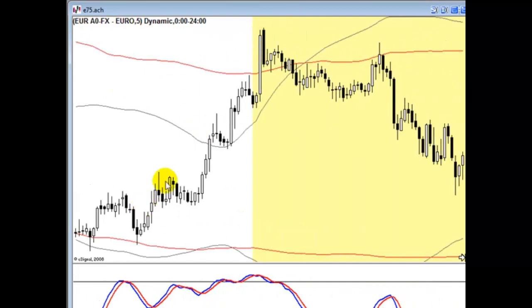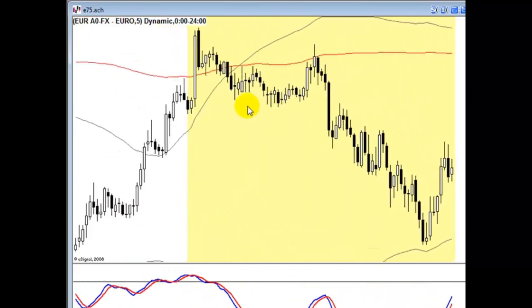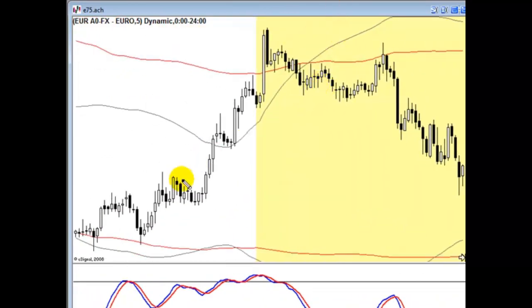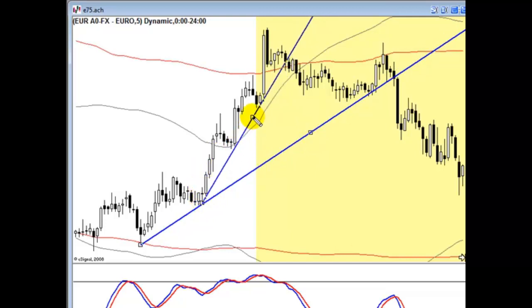Alright, so this is the trade we looked at earlier. I'm going to draw in the longer term trend line, and I want to show you what I mean. I'm going to draw in two trend lines here. Now, I've got two trend lines that I've drawn in by eyeballing this chart.